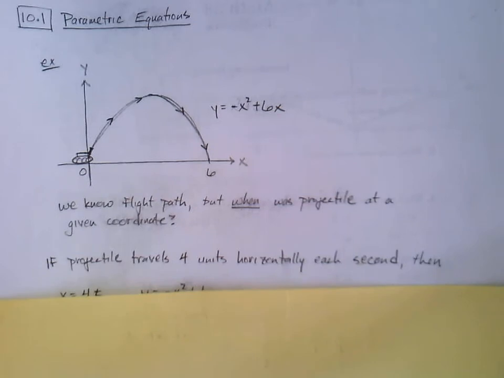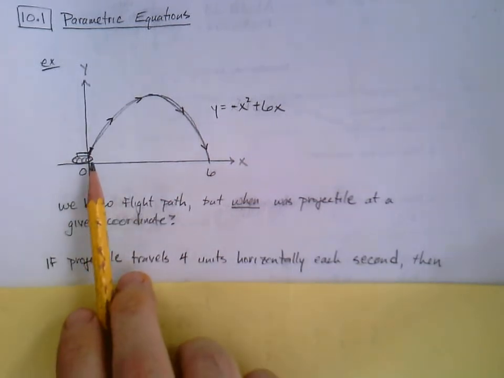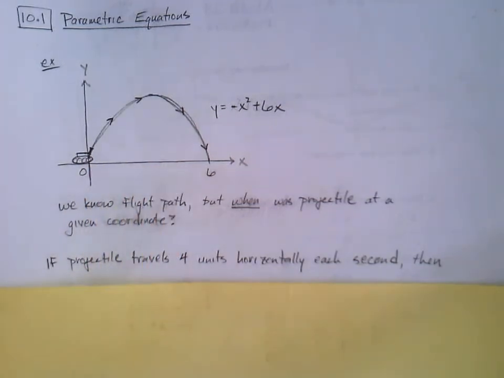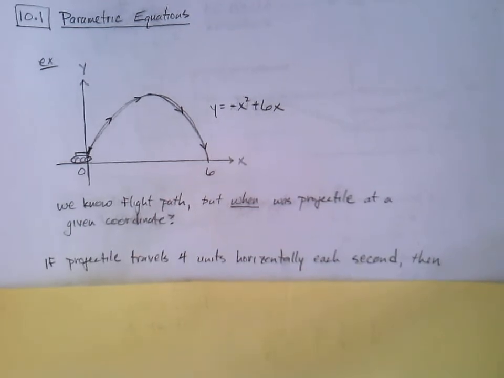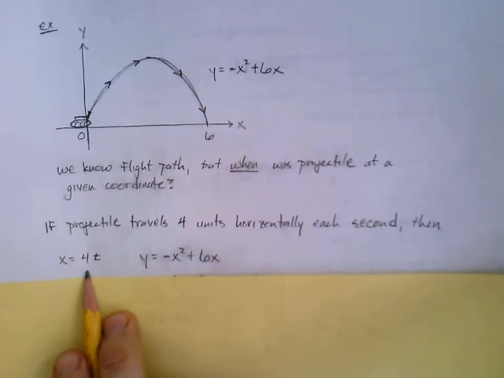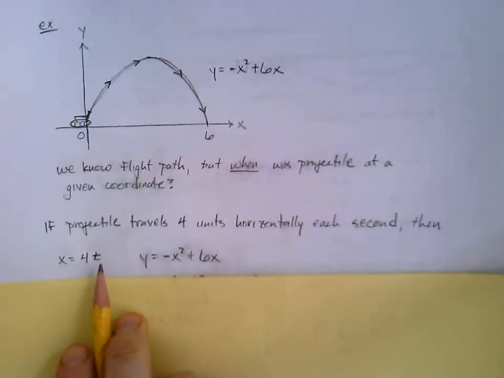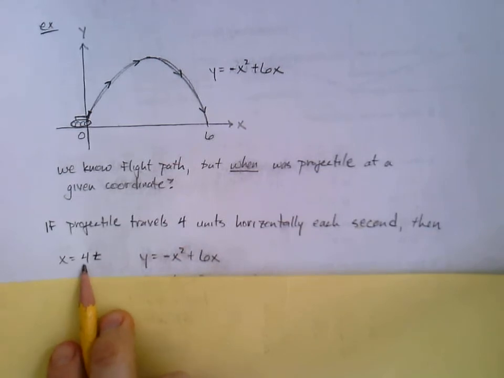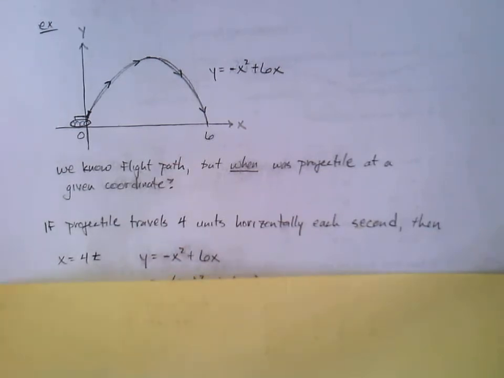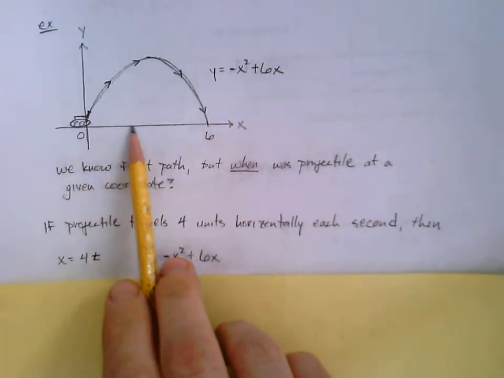So I'm going to say, let's say the projectile travels at 4 units horizontally each second. Let's say we know that. Every second it moves 4 units in the horizontal direction. Okay, then what can we say? Well, we could say that x equals 4t. Okay, so we're thinking of x in terms of this new variable time. Every second that passes, it moves 4 units horizontally. Well, then it's only going to take 1.5 seconds, right, until it strikes, if we just think horizontally.